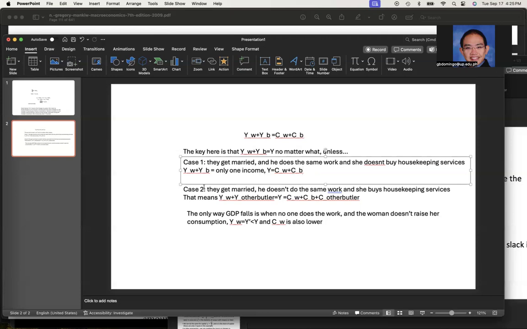Notice that the same case is true after they get married, he doesn't do the same work and she continues to buy housekeeping services. So this time, the division of income, instead of butler, it becomes other butler, right? And in this case, your consumption will be divided into three things: consumption of the wife, consumption of the butler, and consumption of the other butler. And again, the key here is that Y is unchanged, and it's really just the apportionment of the Y amongst the different buckets.